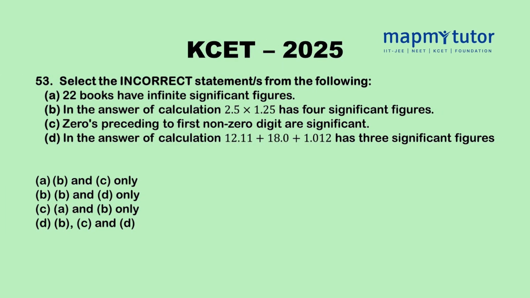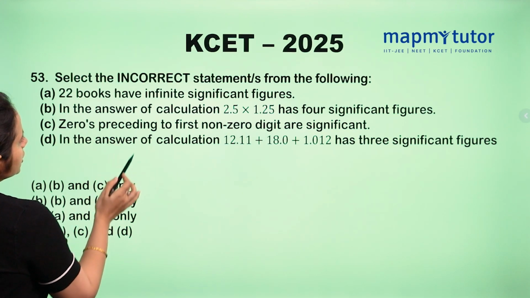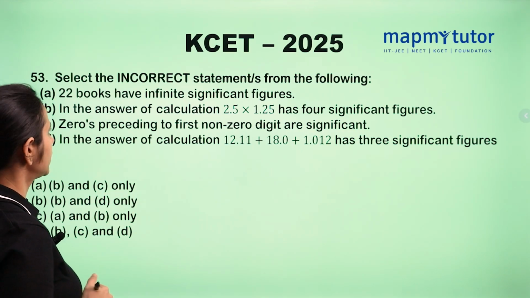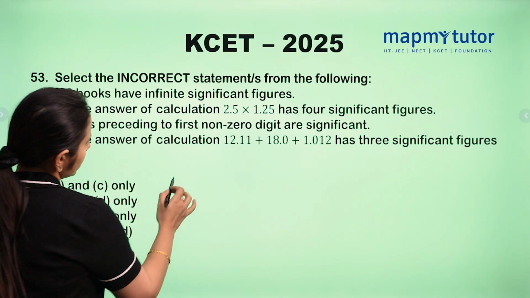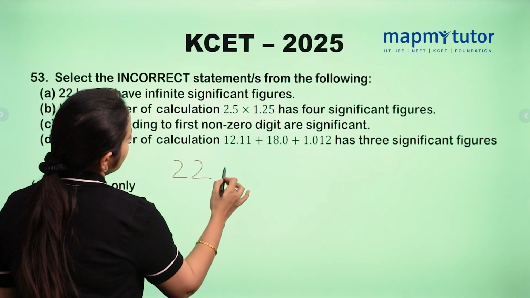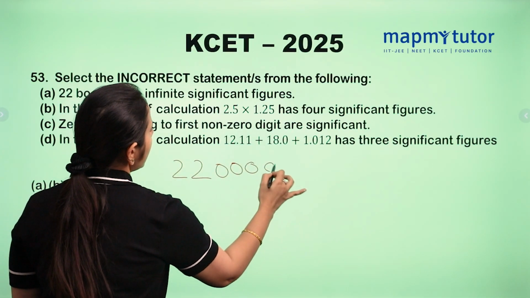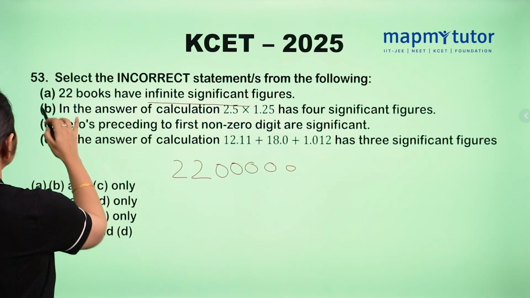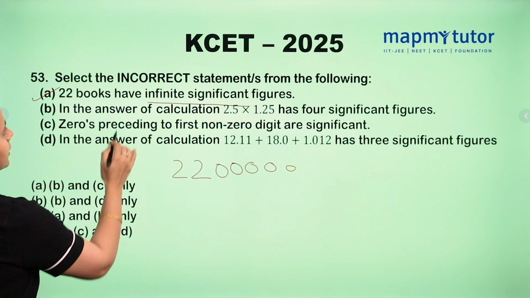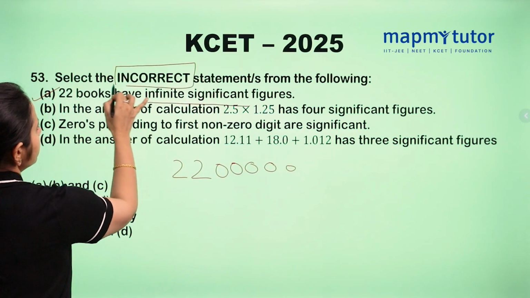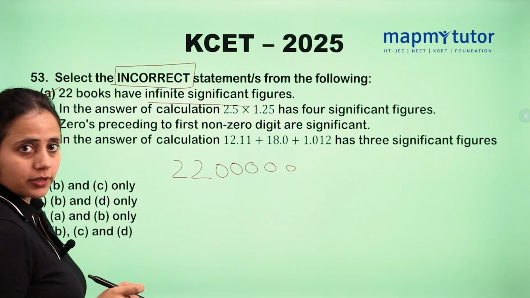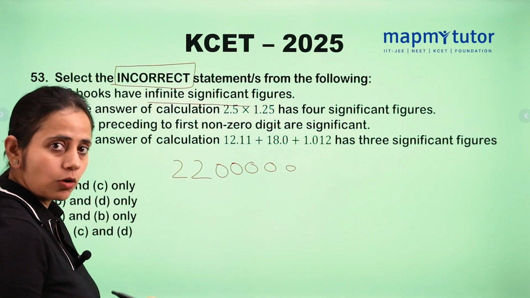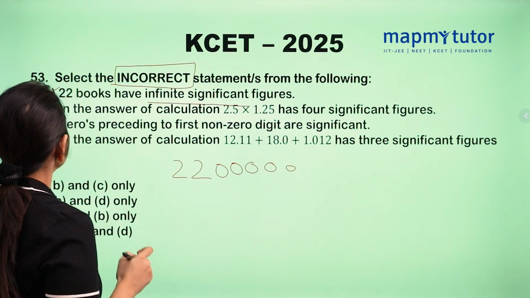Let's move to the next question. Select the incorrect statements from the following. Let's see. 22 has infinite significant figures. This is true. Where 22 means any number of zeros we can add to it. So it has infinite significant figures. So this is very true. A statement is right. And he is asking about the incorrect. Please focus in the question on whether they are asking correct or incorrect. It is very important. Okay.